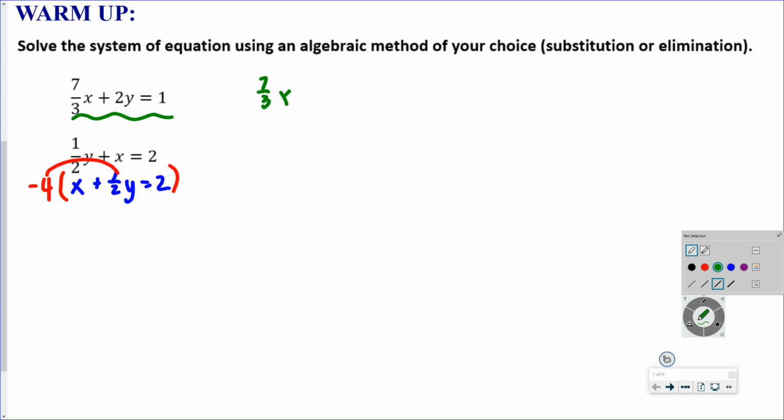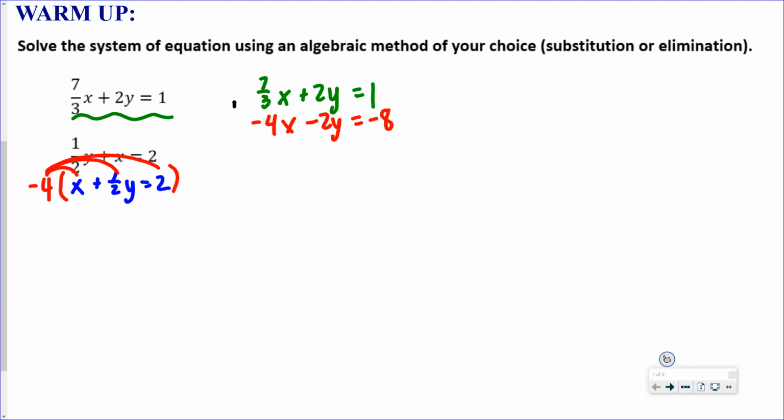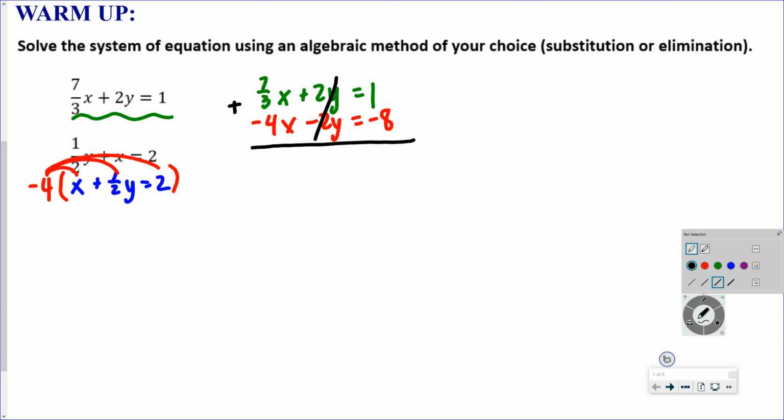So I have my first equation there. Second equation, remember when you multiply, if you're doing an elimination process, you multiply by something, everything in there needs to be multiplied by that. So that gave me negative 4x minus 2y equals negative 8. Okay, so I'm going to go ahead and add those. Those will eliminate. I got negative 5/3.